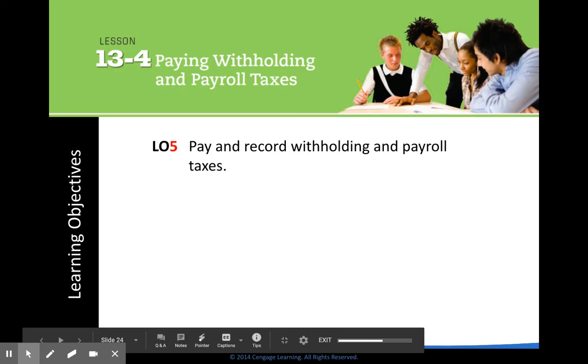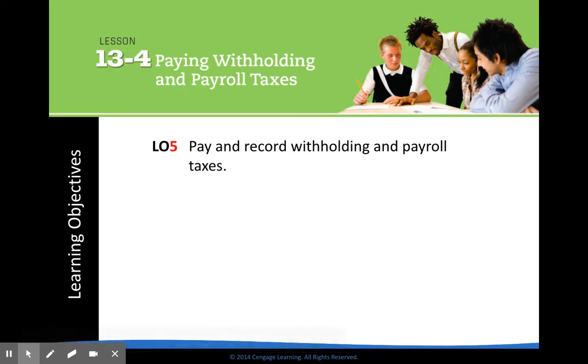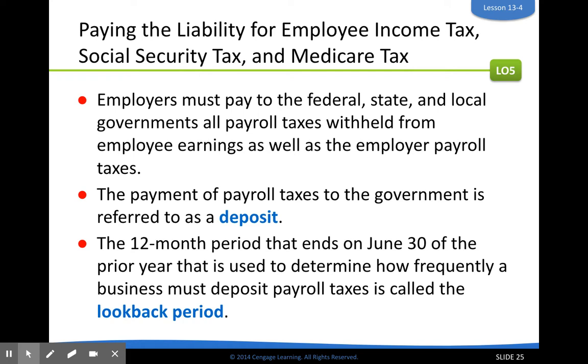In section 13-4, we are going to be paying and recording the withholding and payroll taxes. So it's important to know that employers obviously must pay the money that is owed to the federal, state, and local government for what they withhold from payroll and also their portion of what they owe for payroll taxes. When you actually pay the government, this is referred to as a deposit.